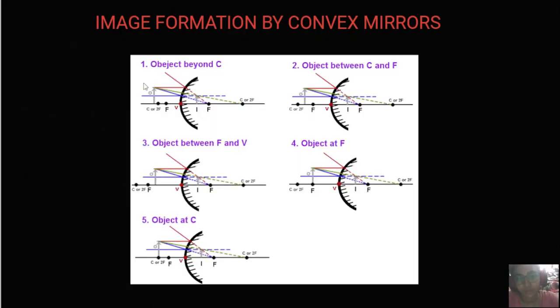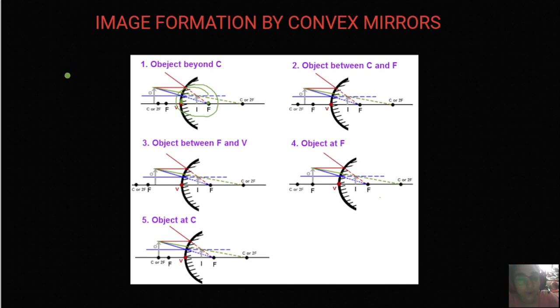Now, our topic of discussion today will be image formation by convex mirrors. Okay. So, if you can see the picture here, you'll see that no matter where we are keeping the object, the image is always being formed between the pole and the focus. So this gives us an idea that in convex mirrors, it does not matter where the object is kept. Wherever it is kept, the image will always be formed between the focus and the pole.